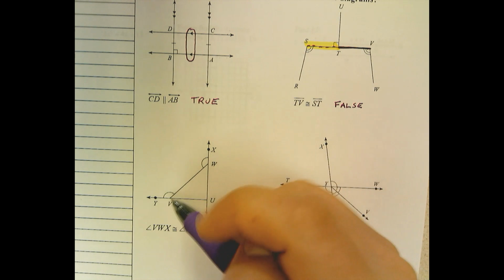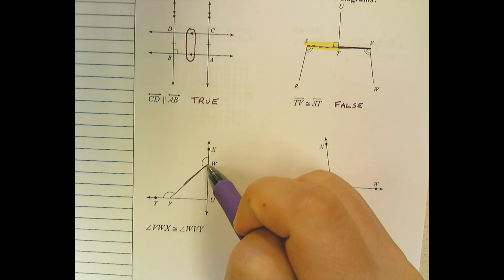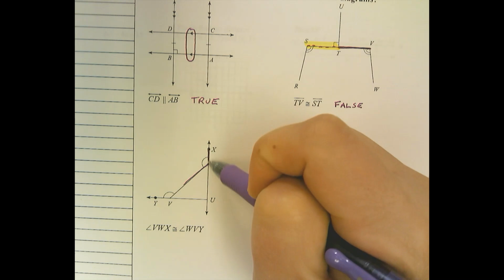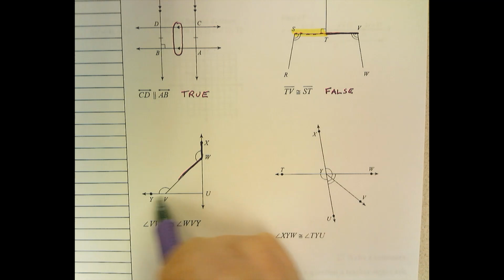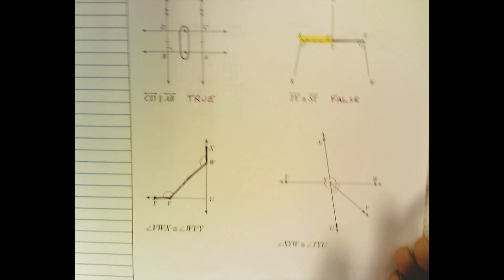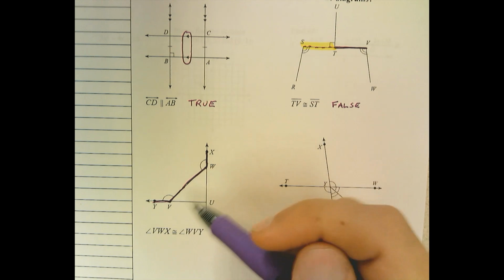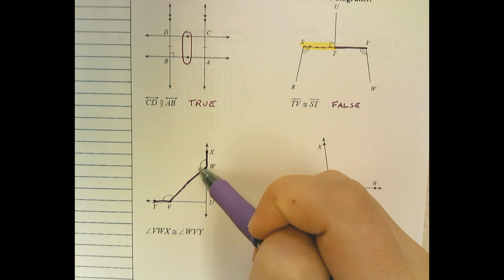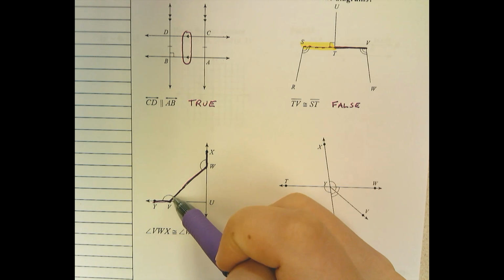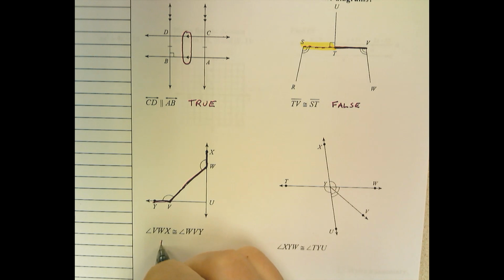Next up, is angle VWX congruent to angle WVU? So, are these two angles congruent? And because we have the arc here indicating that this arc is the same symbol as this arc, we know that this is true.